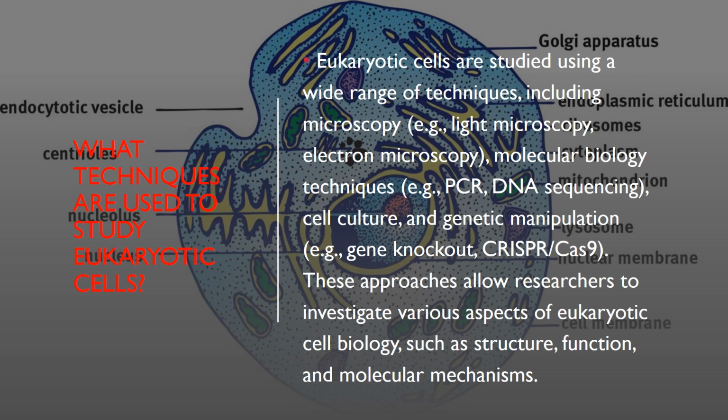What techniques are used to study eukaryotic cells? Eukaryotic cells are studied using a wide range of techniques including microscopy, light microscopy or electron microscopy, molecular biology techniques, for example PCR or DNA sequencing, cell culture, and genetic manipulation. These approaches allow researchers to investigate various aspects of eukaryotic cell biology, such as structure, function, and molecular mechanisms.